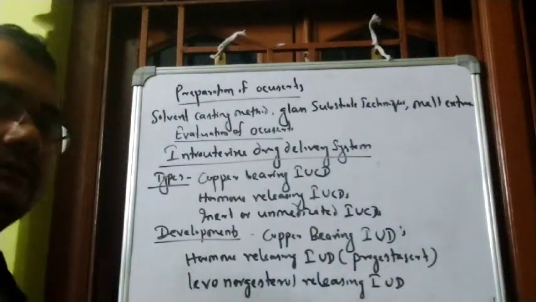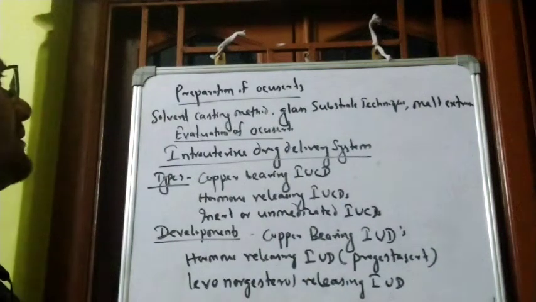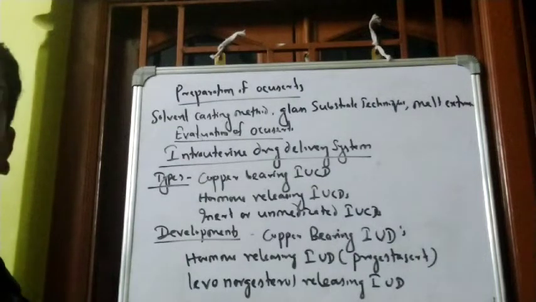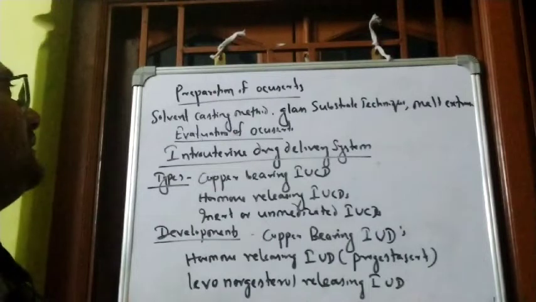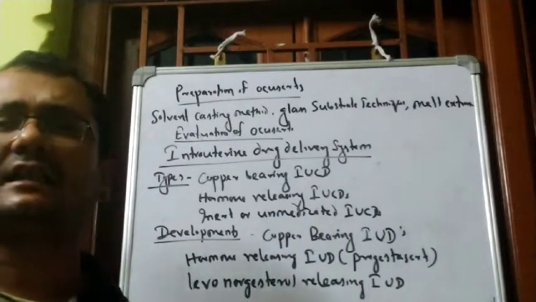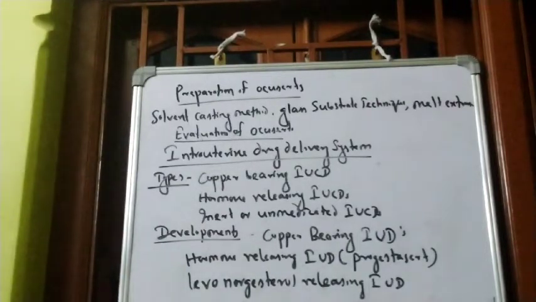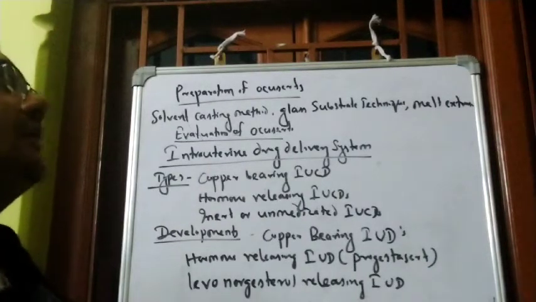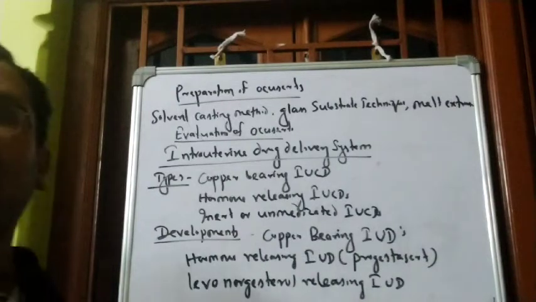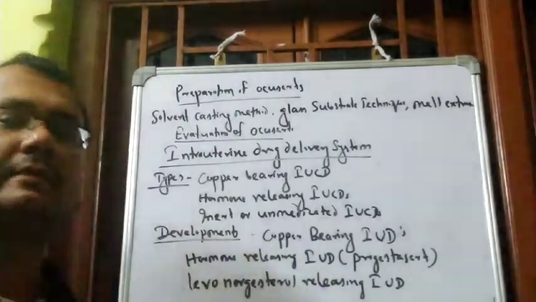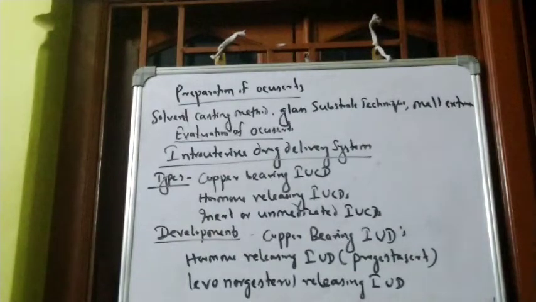So good afternoon students. Today we are discussing the preparation of ocuserts and evaluation of ocuserts. In the preparation of ocuserts, there are different types of processes, like the solvent casting method, glass substrate method, and melt extrusion method. So there are different techniques by which we can prepare these ocuserts.